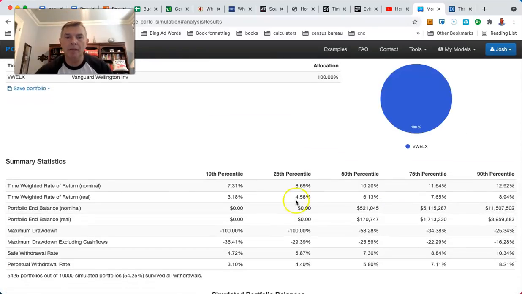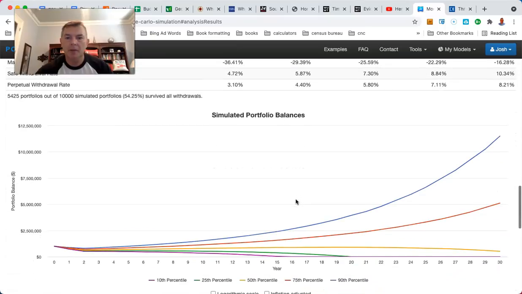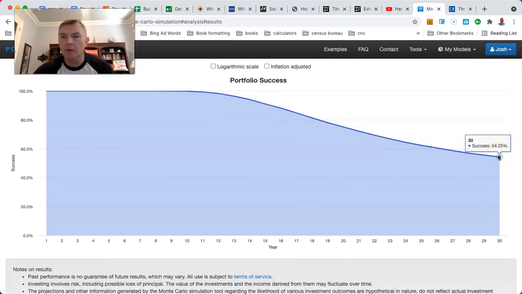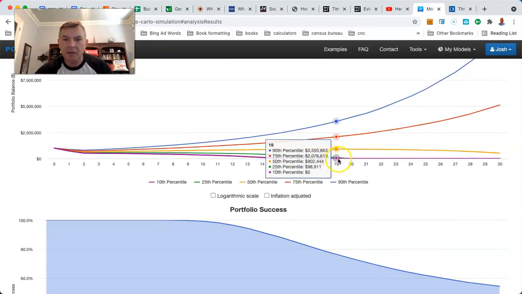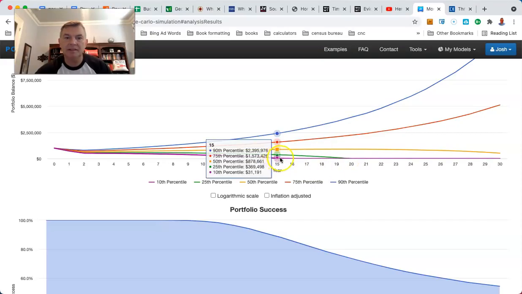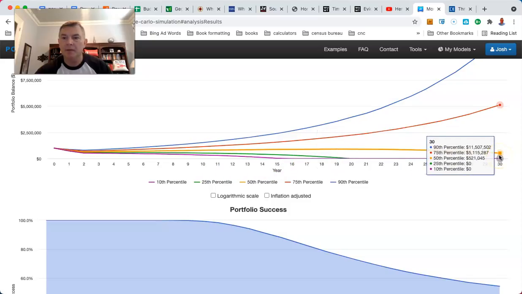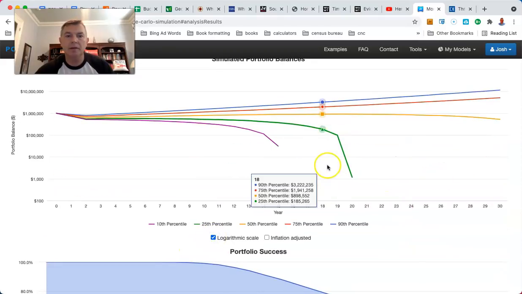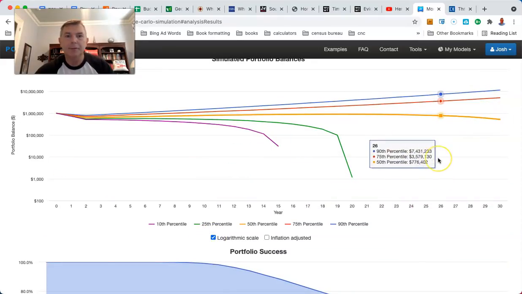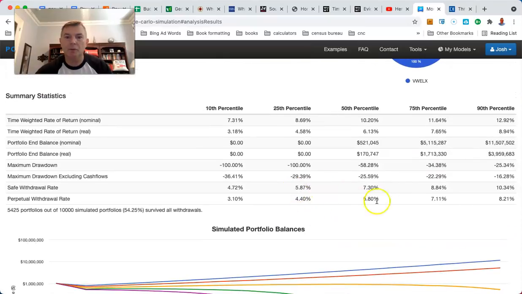What would be even the worst 2 years, we still had a probability of success of 54% of the time. In the 25th percentile, we ran out of money in year 20. The 10th percentile, we ran out of money in year 16. But the 50th, 75th, and 90th percentile, we had over $500,000 left. So yes, we did run out of money, but that just seems to be still pretty good. Your perpetual retirement is 5.8 at the 50th percentile.